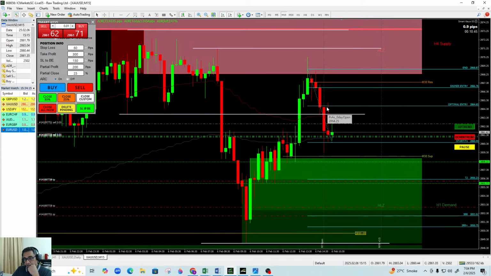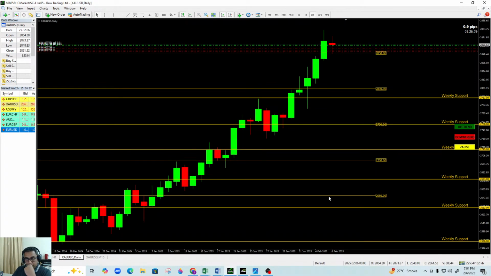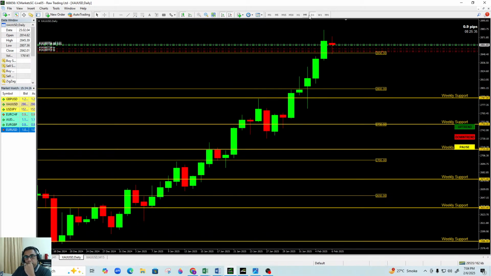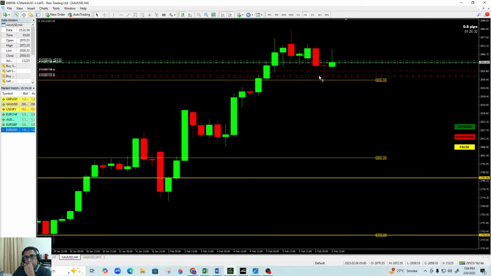But the idea is that since we've rejected the Asian low, we should be heading further down. Yeah, there's no bottom wick on that 4-hour candle.